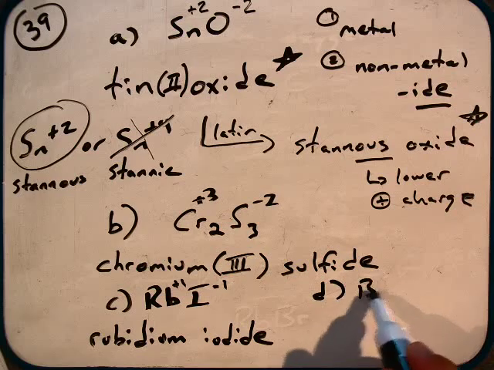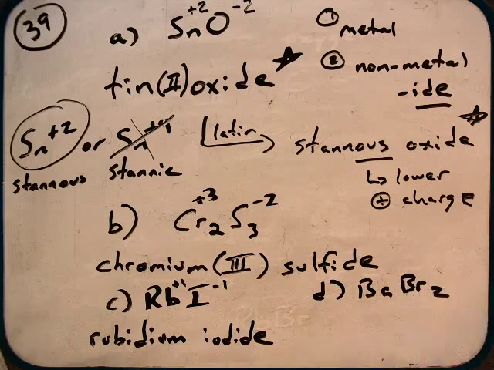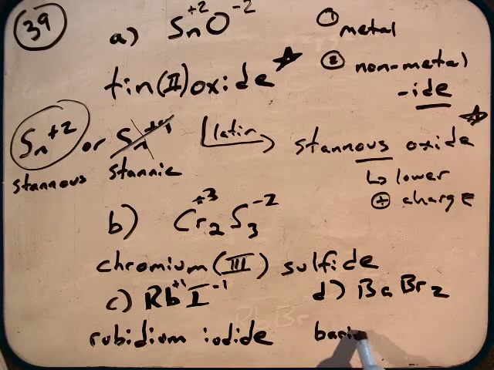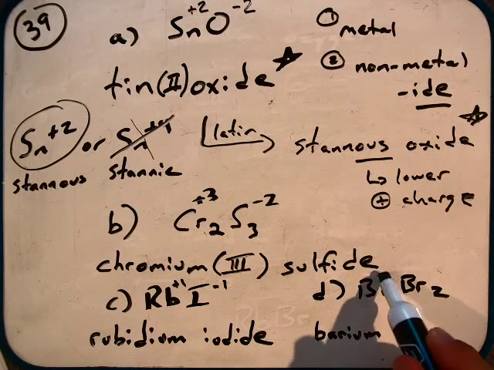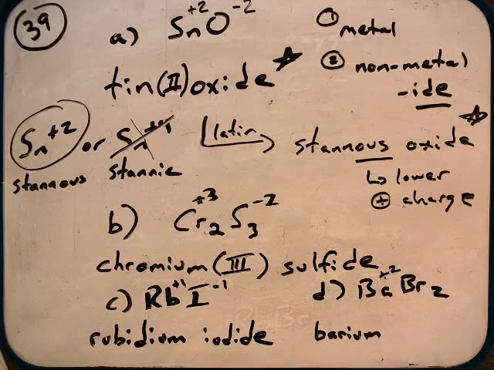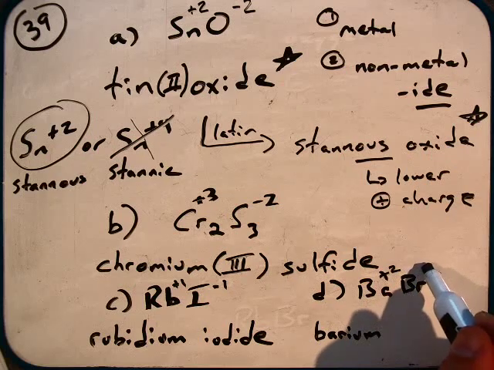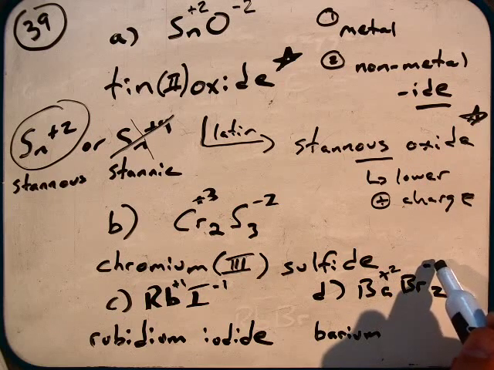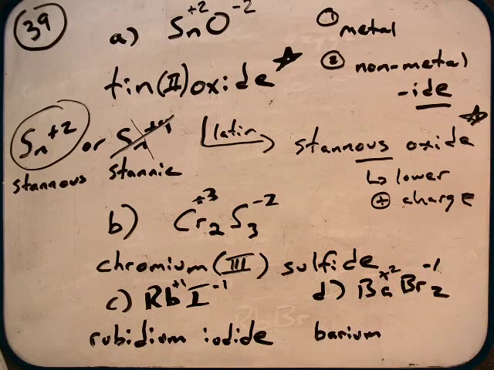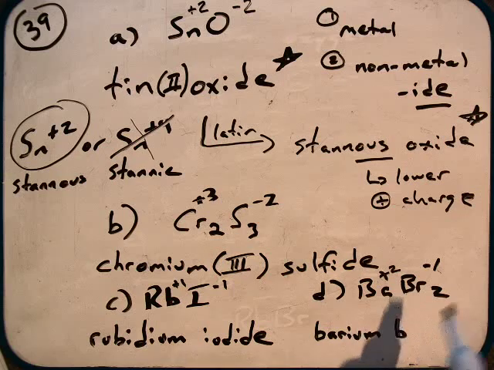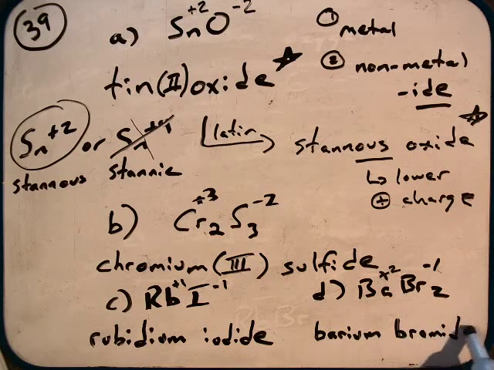Part D is looking at BaBr2. We look up Ba on the periodic table and we have barium. Barium is a group 2A metal, and so it always has a +2 charge on it. Br is a group 7A halide, so it always has a -1, so we don't need to use any type of Latin or any type of stock system. We can just say barium bromide. That is number 39.